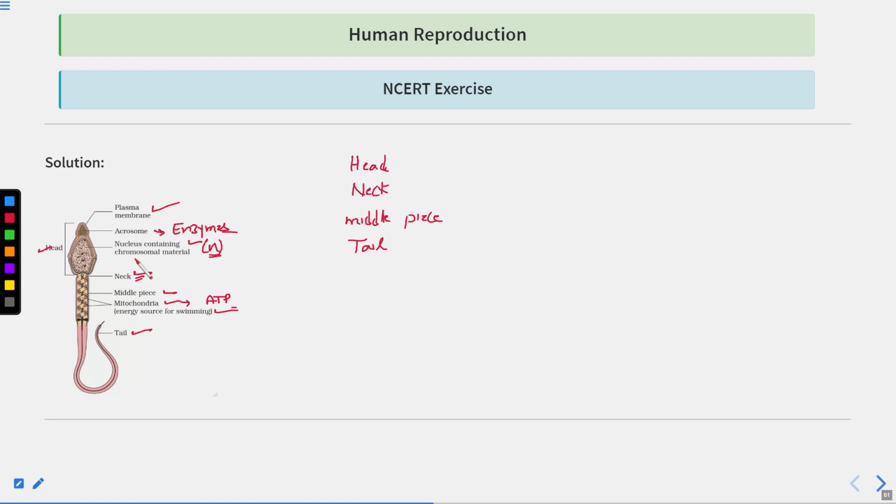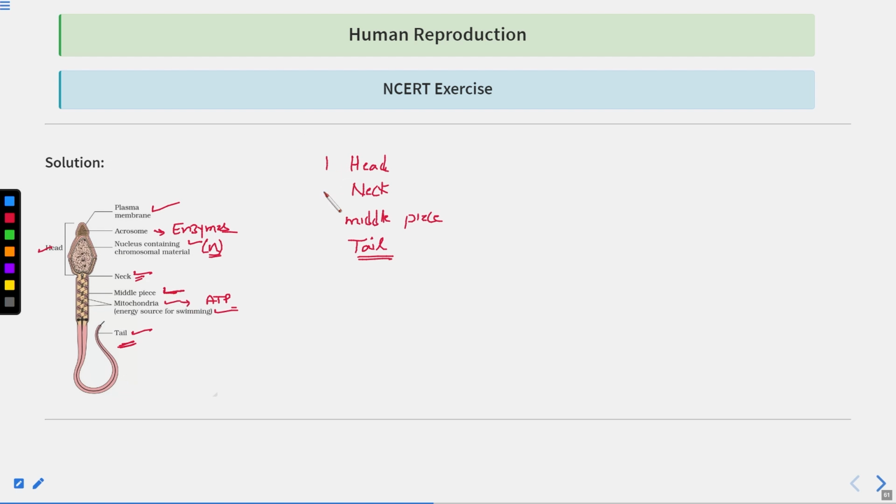This sperm has to swim and reach the ovum, because the ovum or the egg is non-motile. So these sperms, after the insemination, have to swim and reach the ampulla region of the fallopian tube where the fertilization takes place. So the tail helps in swimming, but the swimming requires energy, and this energy is provided by the mitochondria present in the middle piece.